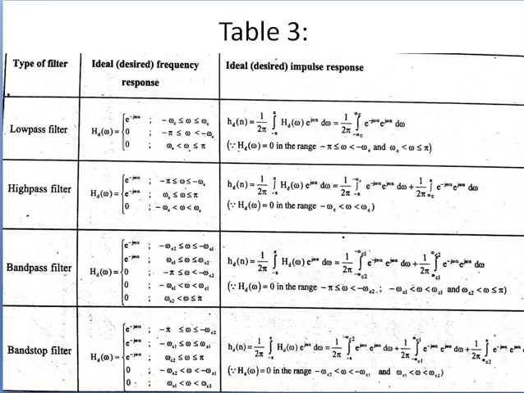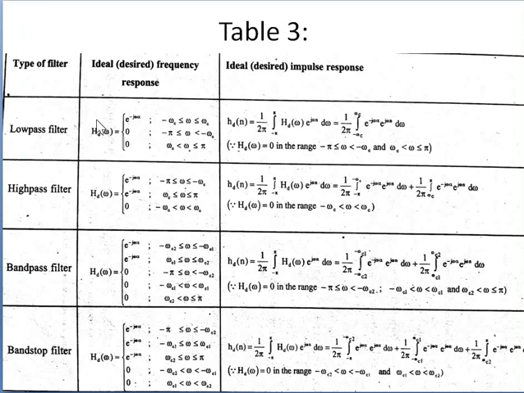Remember that one. And table 3 here, I included this one. That means different filters are there: low pass, high pass, band stop. For each case, the ideal frequency response is denoted like this. HD of omega is equal to 1 for a certain duration, minus omega c to omega c, where omega c is the cutoff frequency, and 0 other than that period.